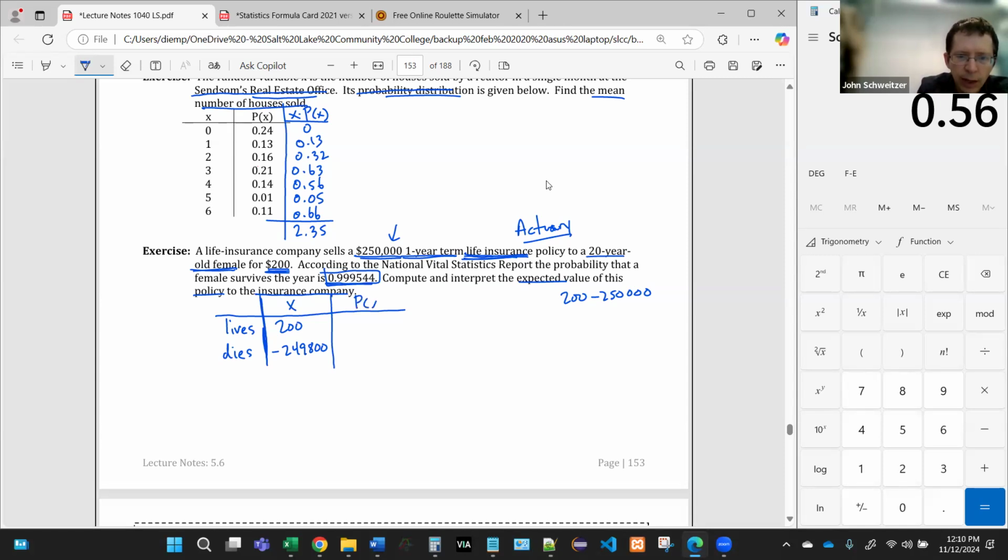Then each of these events will have an associated probability. So the probability that the person lives is 0.999544. And we're not making that number up. You can look this up. It's called the National Vital Statistics Report, and there's a whole table of these numbers for various gender and age combinations. And there are probably other variables they look into.